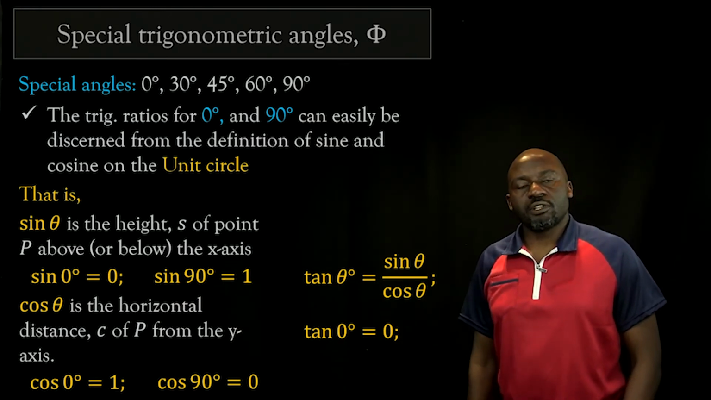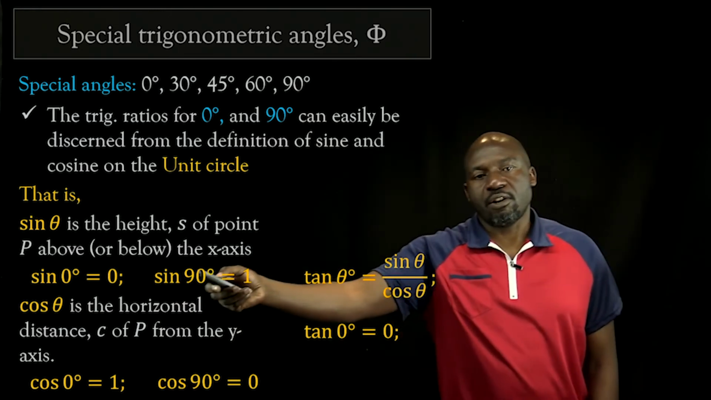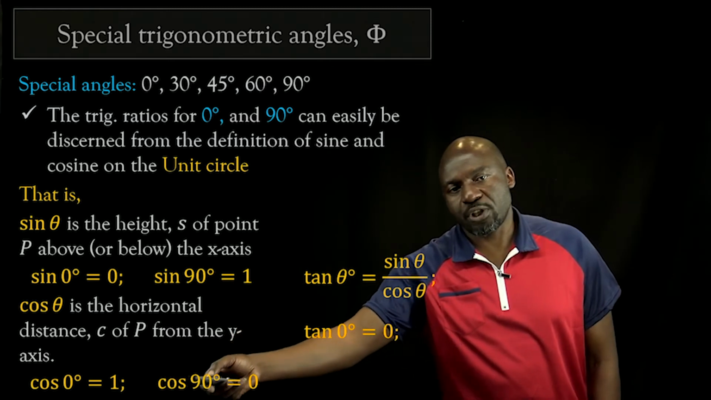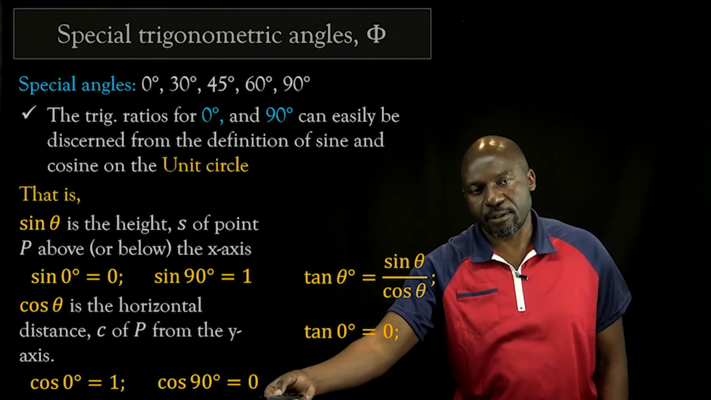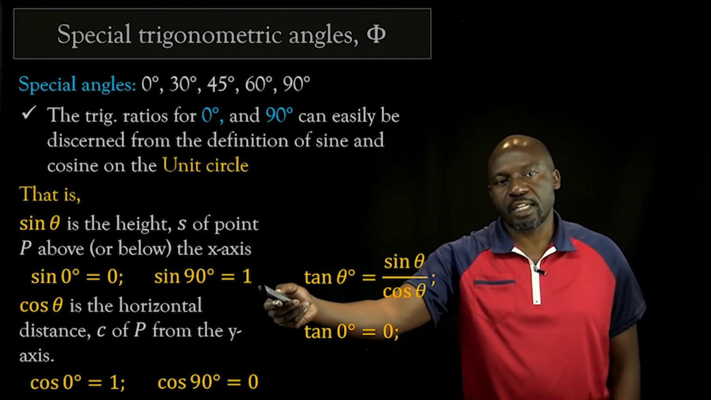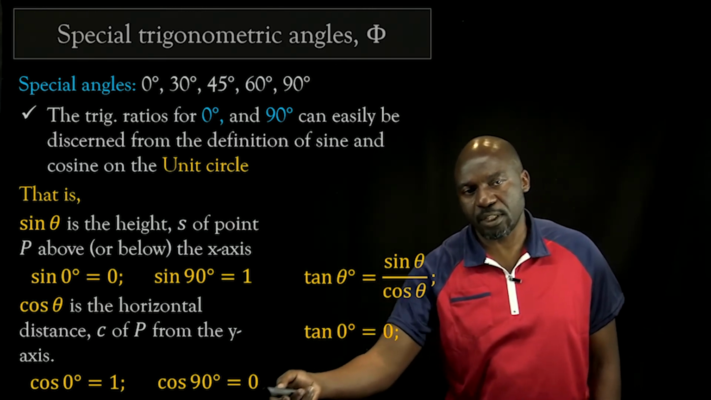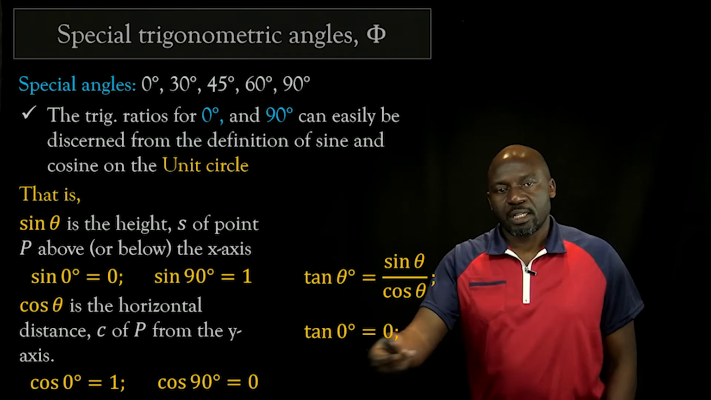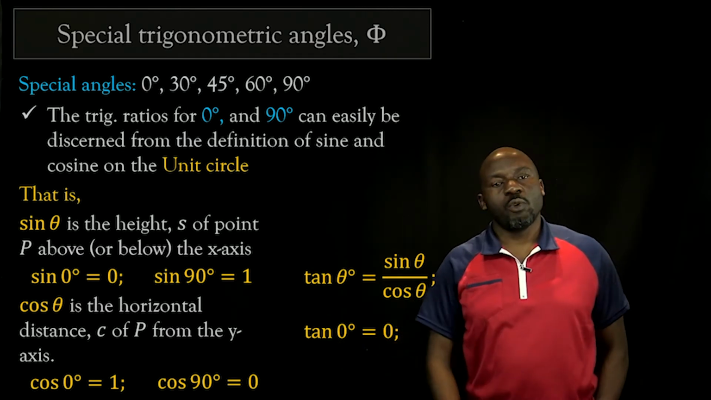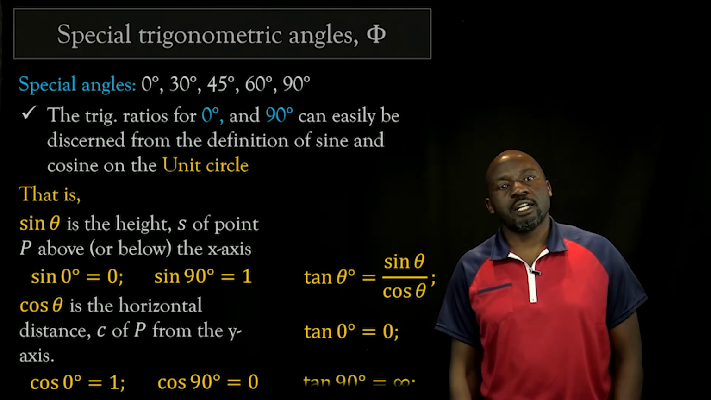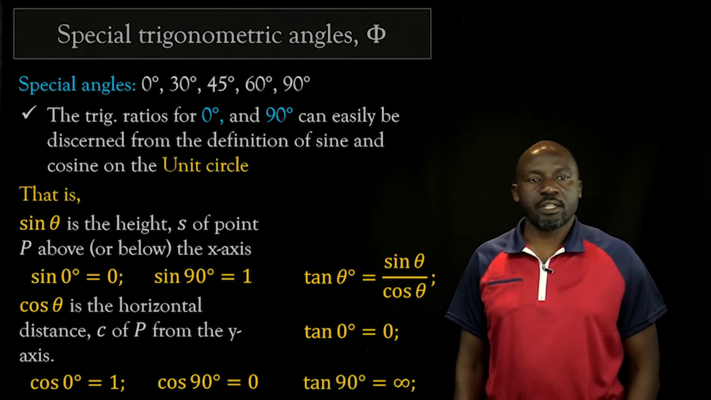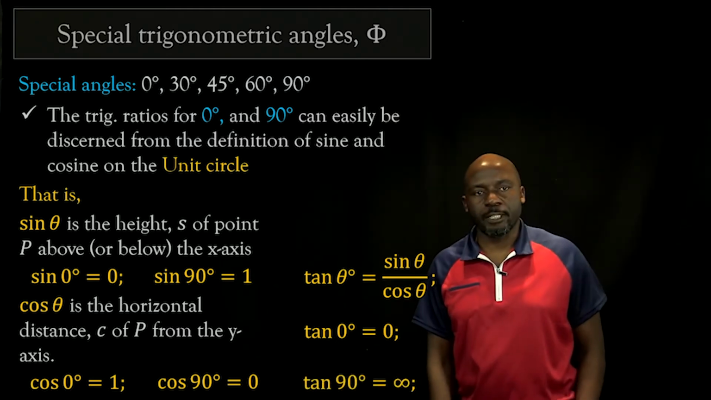Similarly, the tangent of 90 must be sine of 90 divided by cosine of 90. Sine of 90 is 1. Cosine of 90 is 0. So the tangent of 90 must be 1 divided by 0. A number divided by 0 is always undefined or infinite. Okay? And so we write that the tangent of 90 is infinite. That's the symbol for infinity.